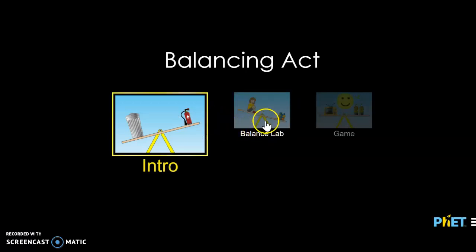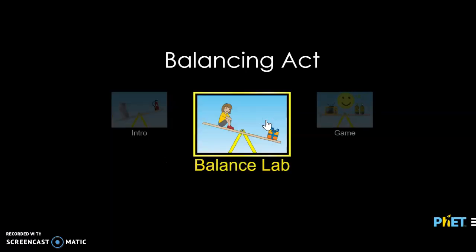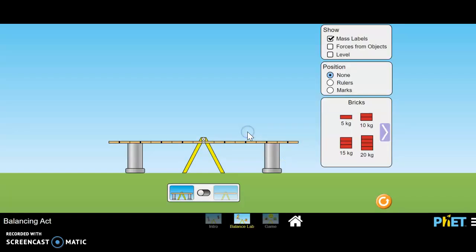So we're going to click on the balancing act thing, and that should load up. You get three options here, and you're going to click on Balance Lab, and double click. All right, and then what it brings us to is this sort of seesaw-looking thing that right now is being held up by a couple of pillars, and we can put on here some masses anywhere that we want. So I can take like a 20 kilogram mass.